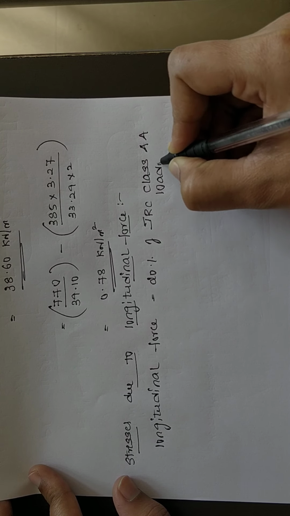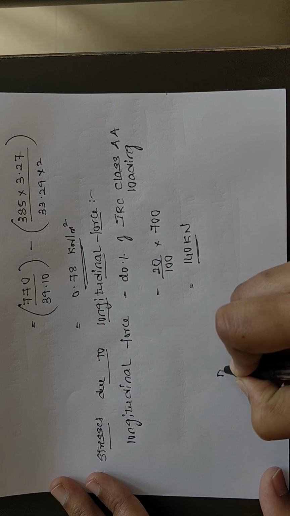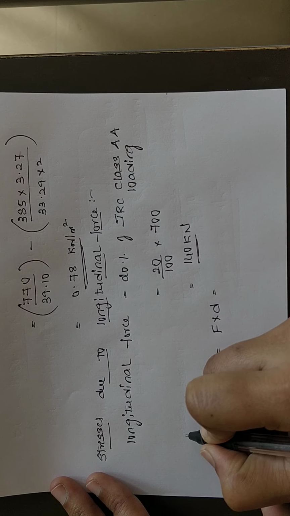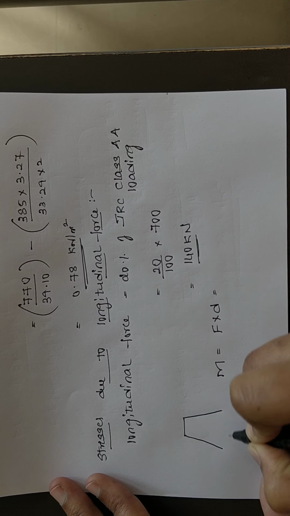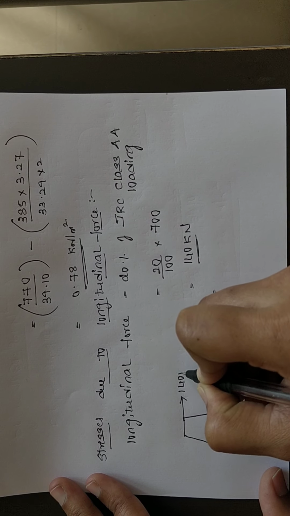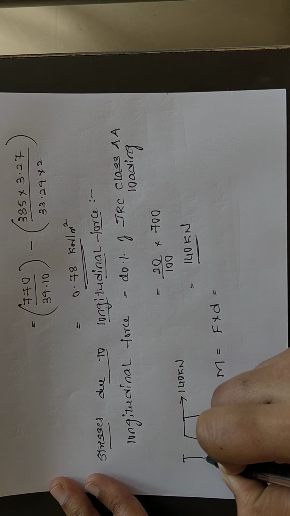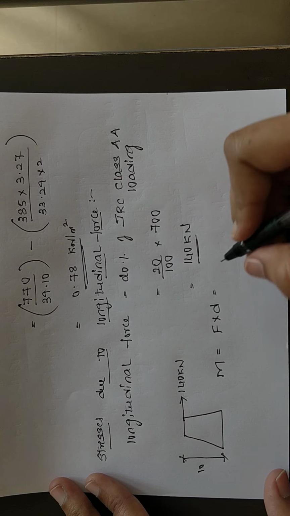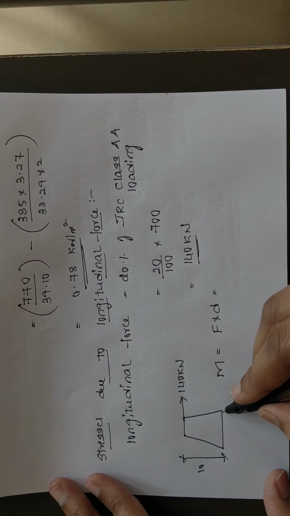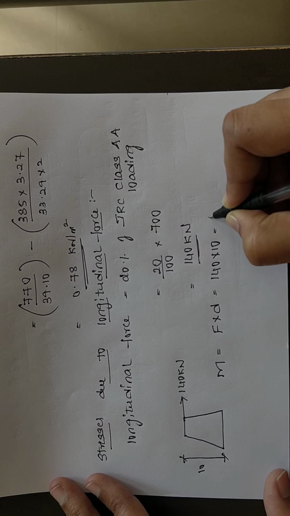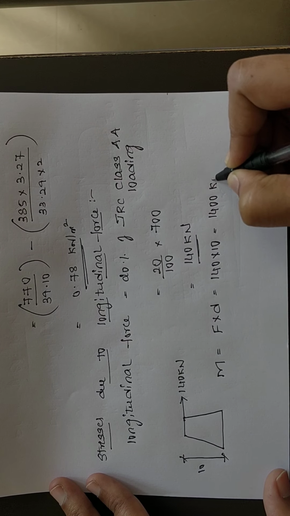Then calculate the moment of this longitudinal force. Moment equals force into perpendicular distance. If we observe this figure, the pier, this is the longitudinal force, 140 kilonewton. The total height of the pier is 10 meter. Taking the moment of these forces at the bottom, it will be 140 into 10, you will get 1400 kilonewton meter.